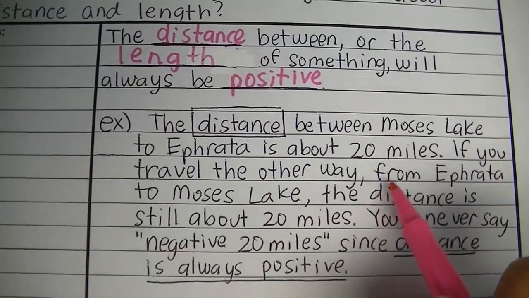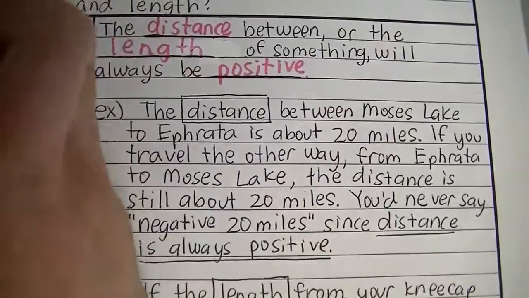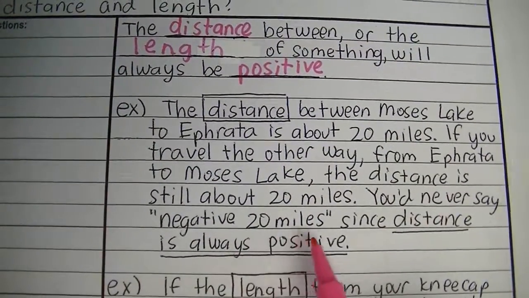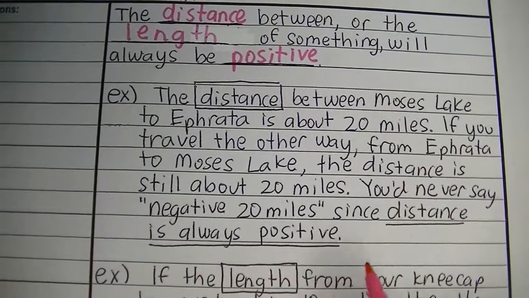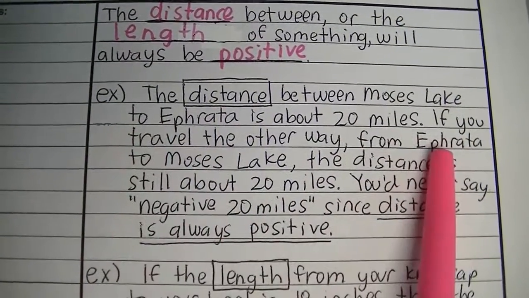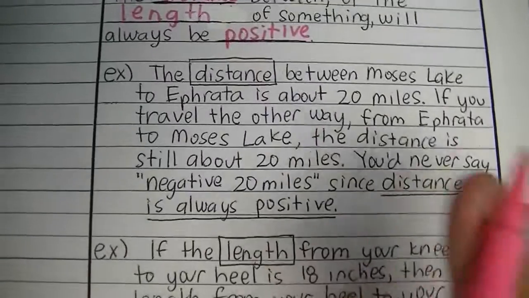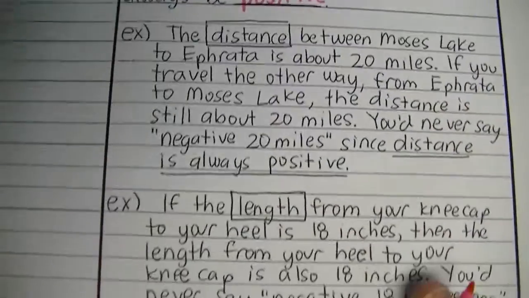Now if you travel the other way from Ephrata to Moses Lake, the distance is still about 20 miles. You'd never say negative 20 miles because distance is always positive, okay? So from here to here is 20 miles, and then from here to here is also 20 miles. So don't ever say negative. There's no negative distance, okay?